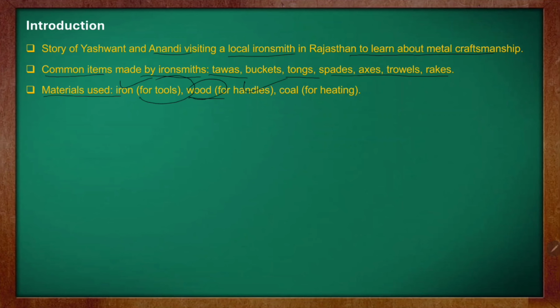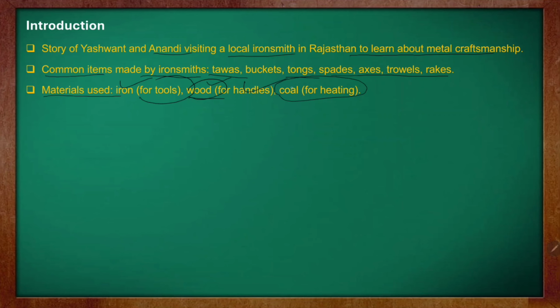Why was wood being used for the handle? Because if you make the handle of iron itself, then while you are cooking, you will burn your hand, because in iron, which is a metal, heat is transferred very fast. Conduction of heat happens very fast, which we have already learned in this chapter. That is why a handle of wood or plastic can be used.